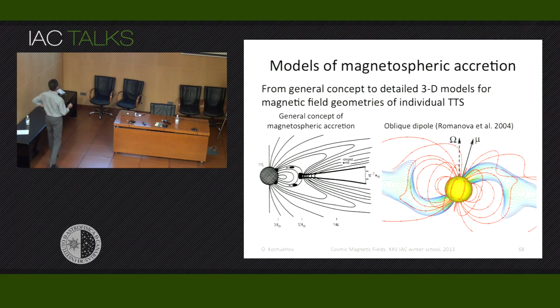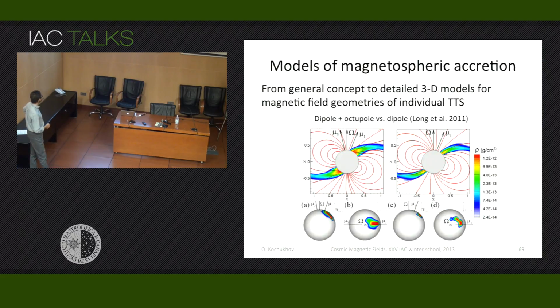More recent works, in particular by the group led by Romanova and collaborators, started to incorporate real magnetic field maps and compute 3D models of magnetospheric accretion. In this case, they are computing a model for an oblique dipole, still rather simple geometry, but you see that even this deviation from axisymmetry leads to some interesting phenomena, like instead of rings where accretion ends, they have spots. And this can be compared with observations.